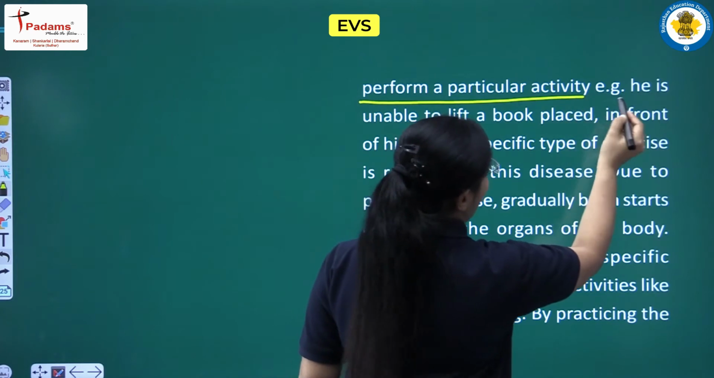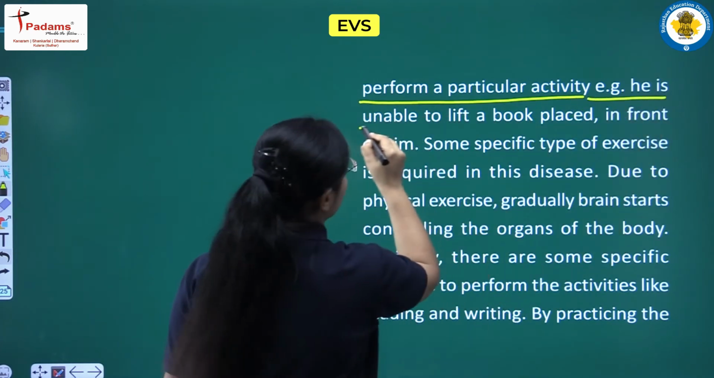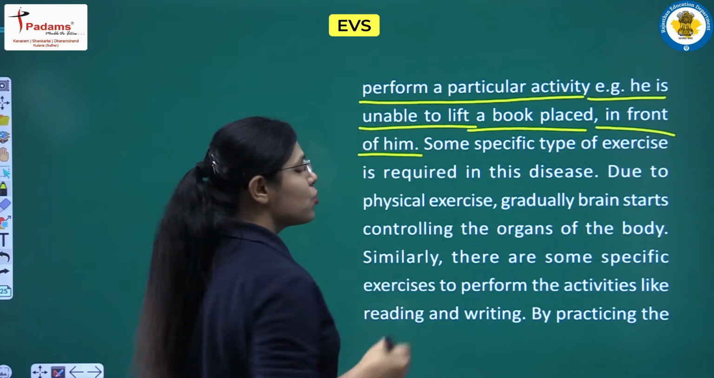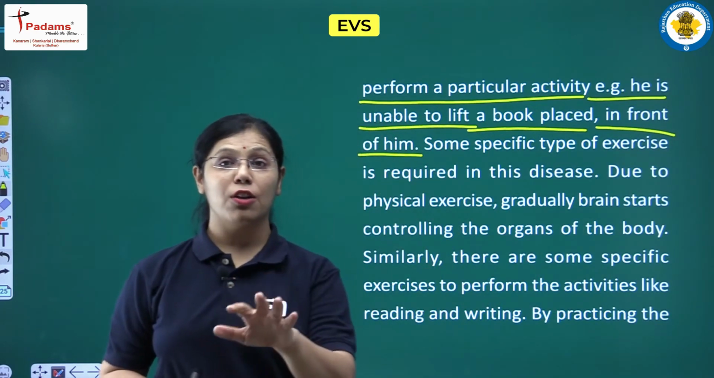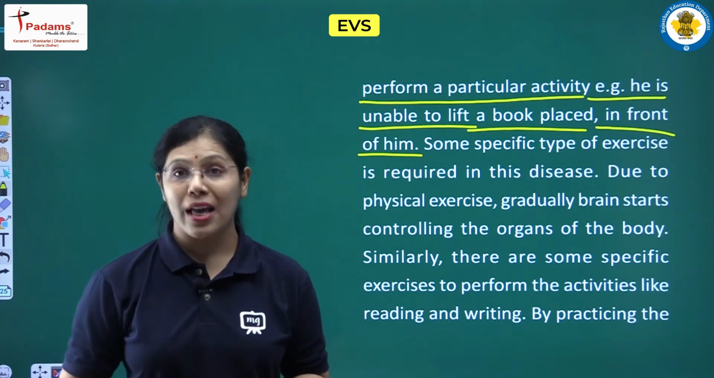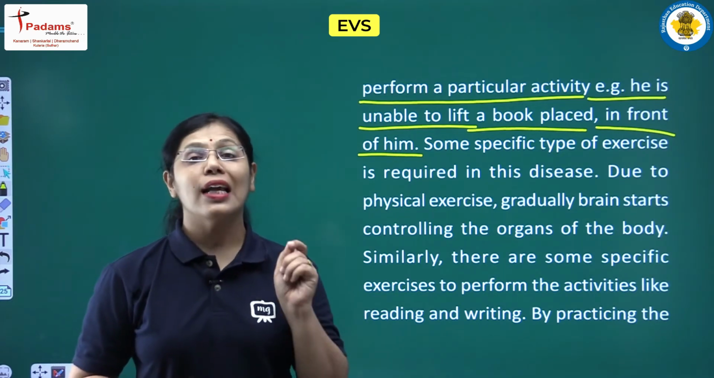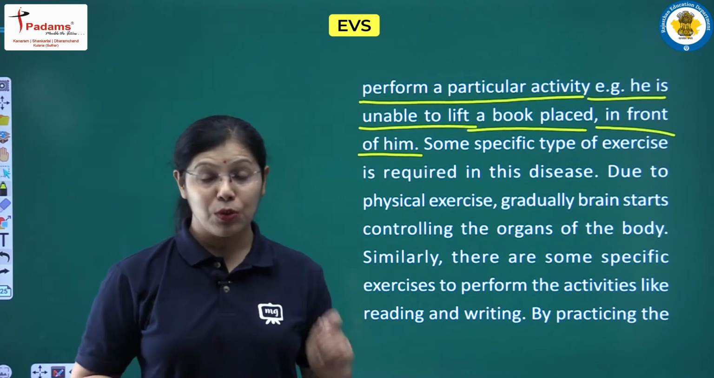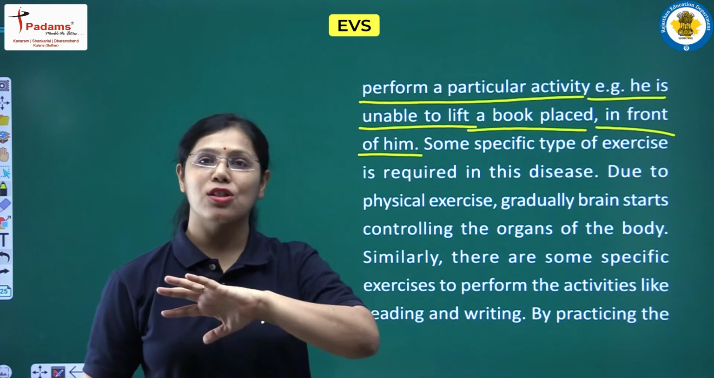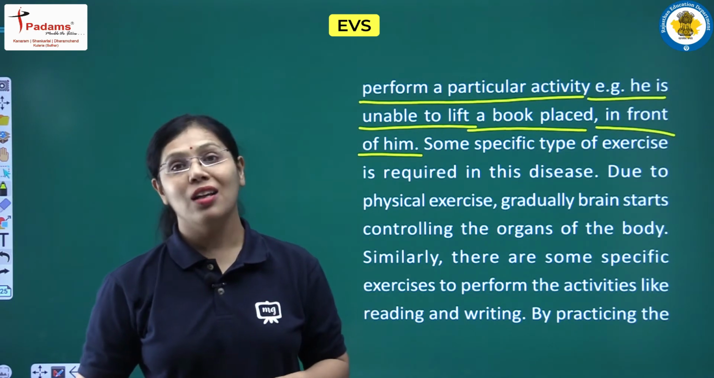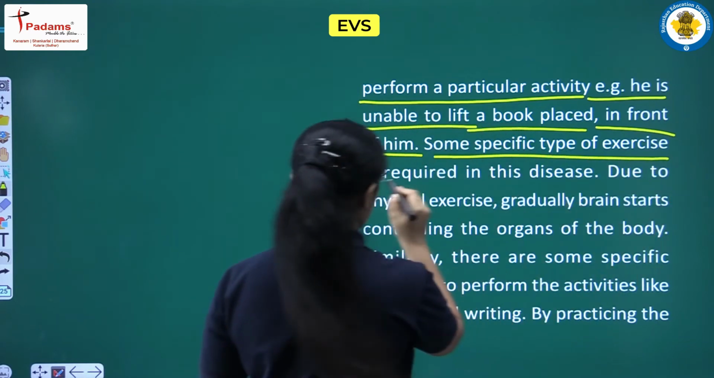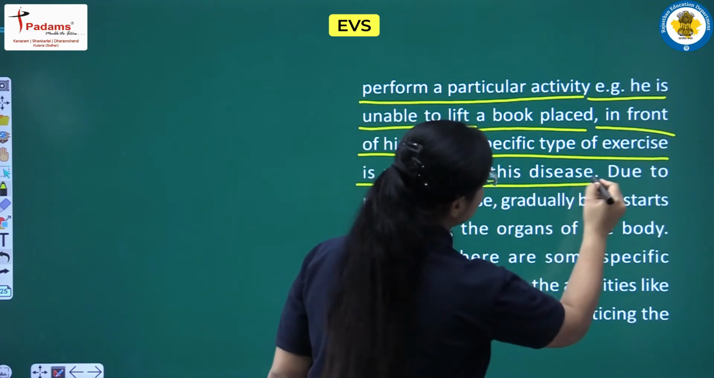perform a particular activity, like he is unable to lift a book placed in front of him. So if a book is placed in front of him or her, a patient suffering from cerebral palsy is not able to lift that book, even if his hand is all right, there is no physical problem in his or her hand. Some specific type of exercise is required in this disease.